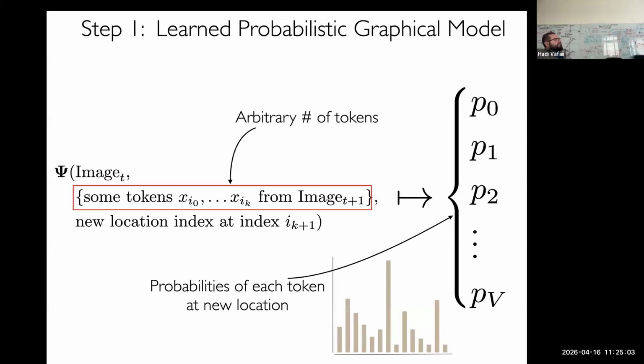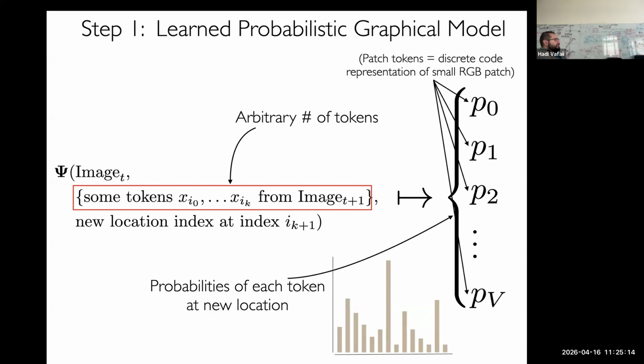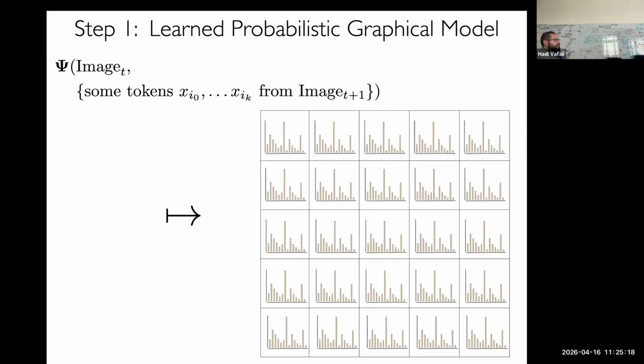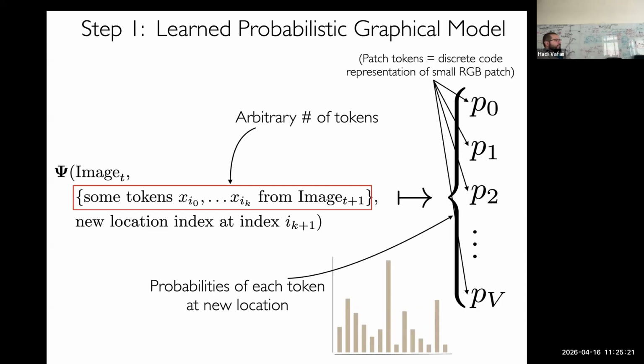It can work on an arbitrary number of tokens, or as stated, I'm asking this function to work on an arbitrary number of tokens. So it could be 0. It can be totally unconditional. And these patch tokens are basically discrete codes, representations of a small patch. So roughly something like the outcome of doing a sparse autoencoder.